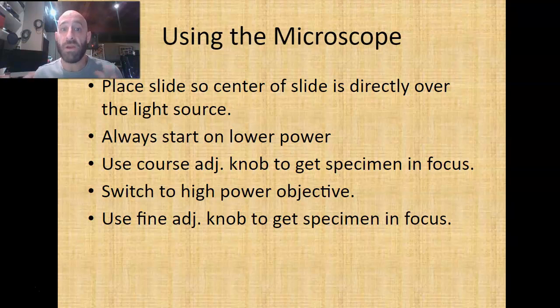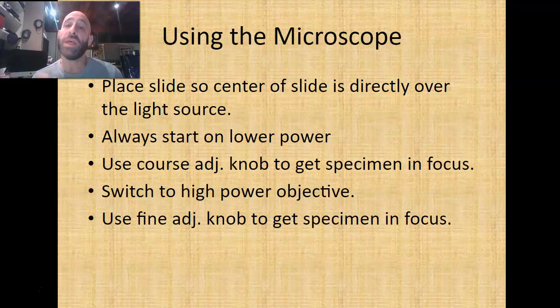And then you're going to very simply start on low power, and you're going to slowly turn the coarse adjustment knob until your specimen comes into focus. Once you get it in focus, you're then going to switch it to the next higher power. So if you started in low power and you're seeing it at, let's say, 100 times, 10 times 10, then you're going to switch to higher power, and that might be 10 times 40, so now you're seeing it 400 times. And what that does is it magnifies it, so you're going to have to then get it back in focus. And at that point, you're going to use the fine adjustment knob, so you can get it really good in focus.